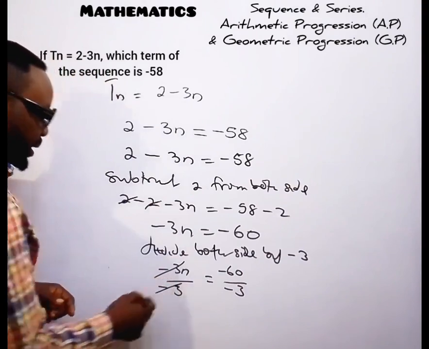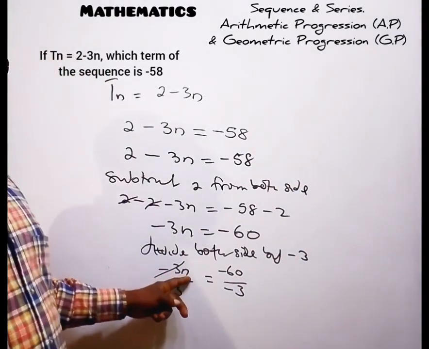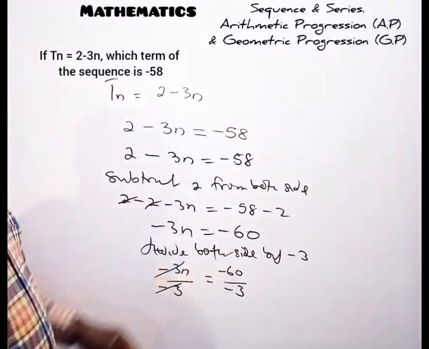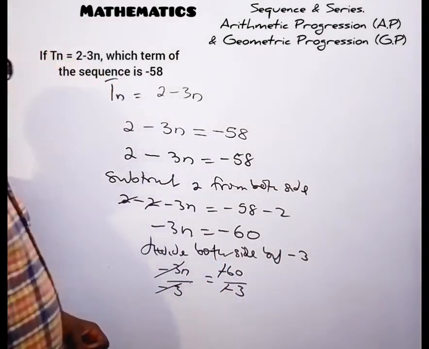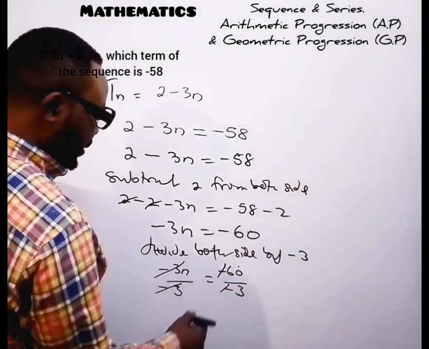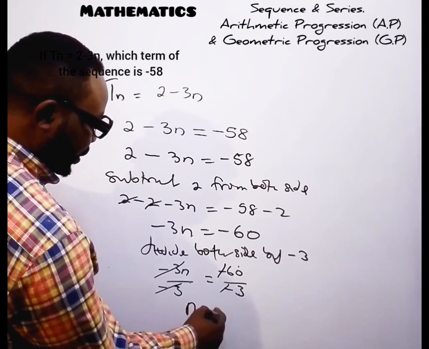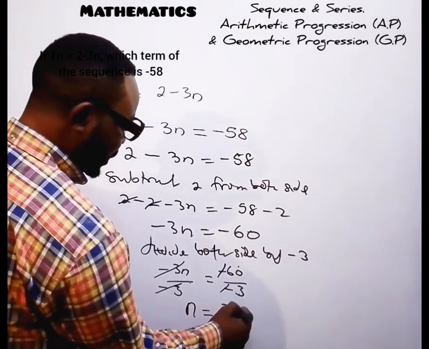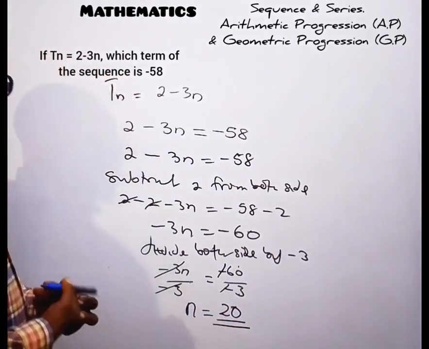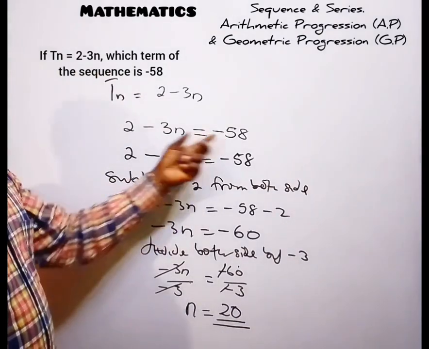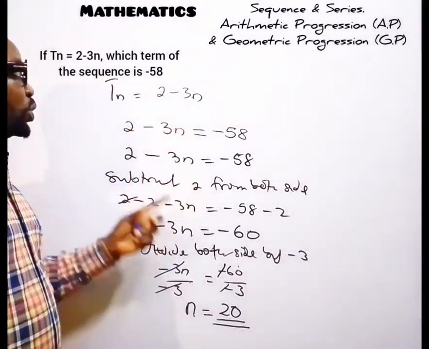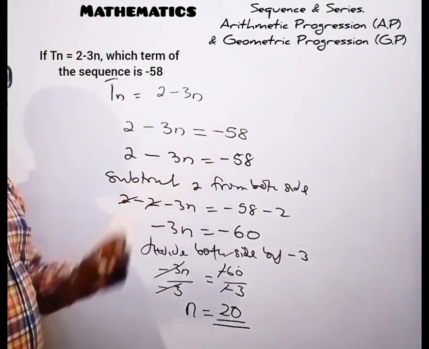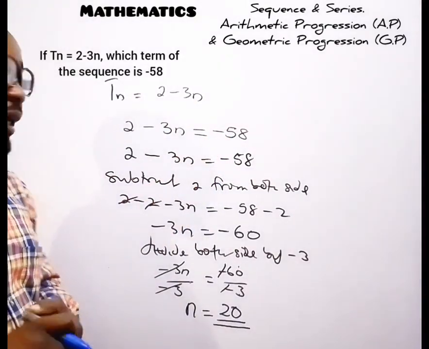We cancel, and you discover that it is only n that remains. The negatives cancel, and 60 divided by 3 gives us n equal to 20. So that is the number of terms that makes this expression equal to minus 58. Now, let's check this again.